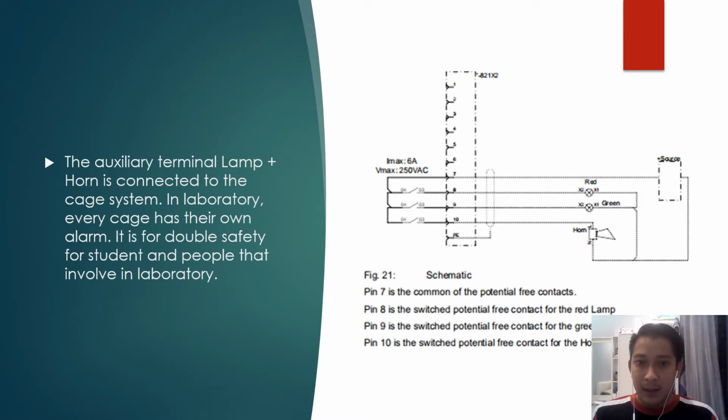This circuit only uses 4 pins, of which pin 7 is the common of the potential free contacts. Pin 8 is the switch potential free contact for the red lamp. Pin 9 is the switch potential free contact for the green lamp. And lastly, pin 10 is the switch potential free contact for the horn.